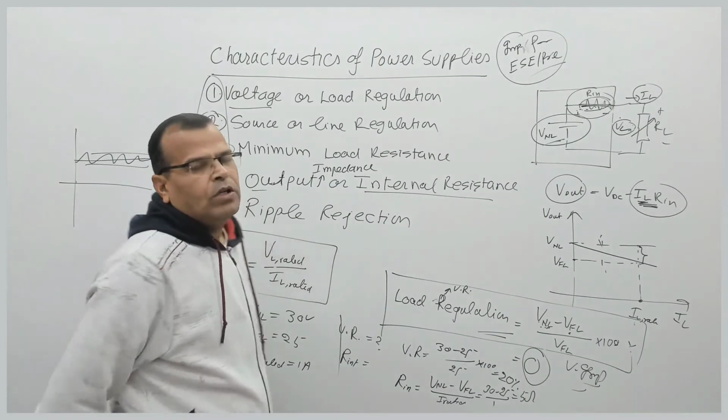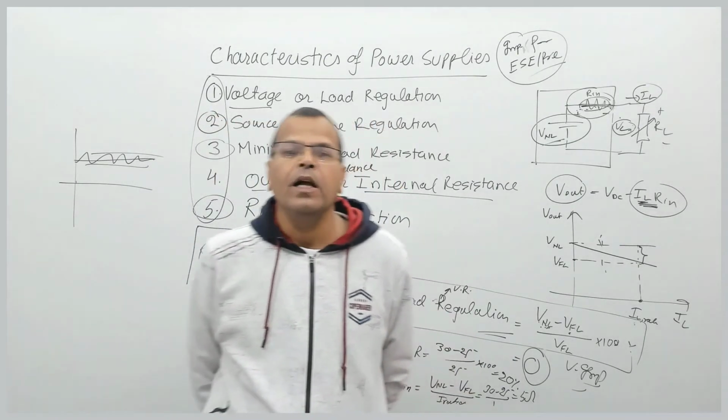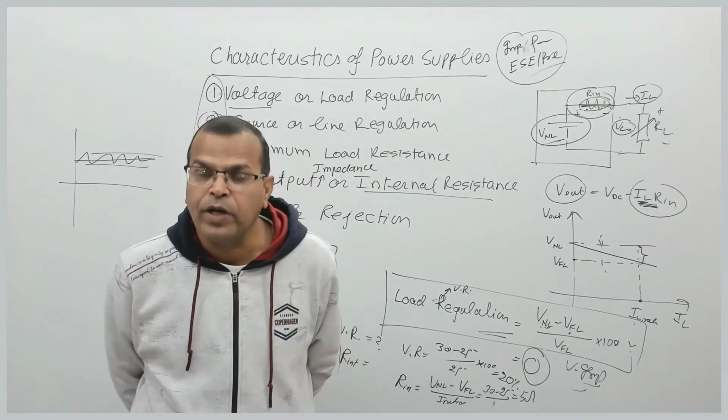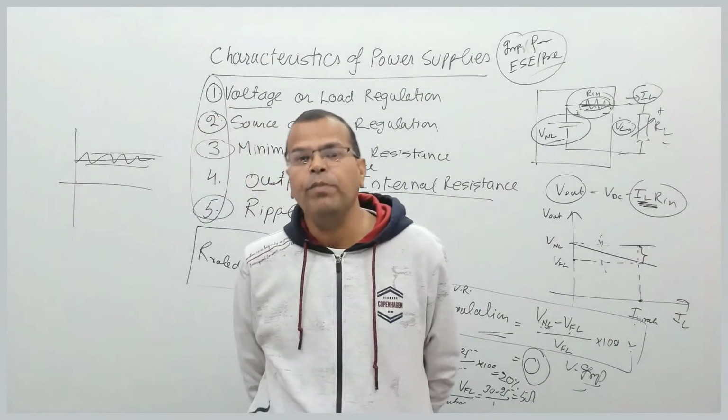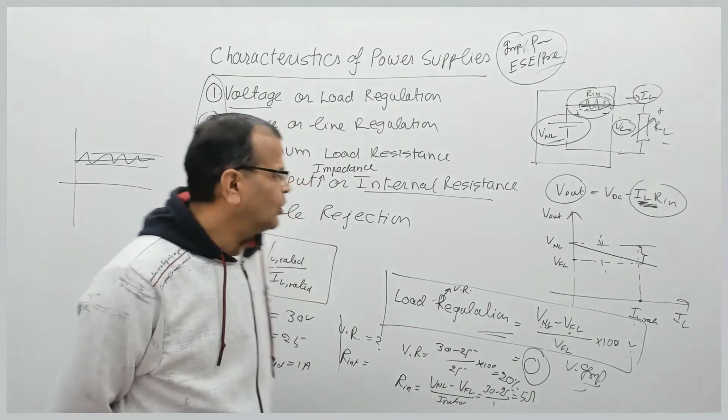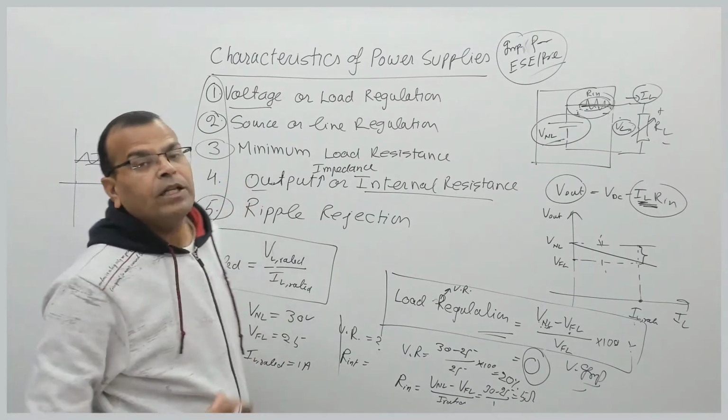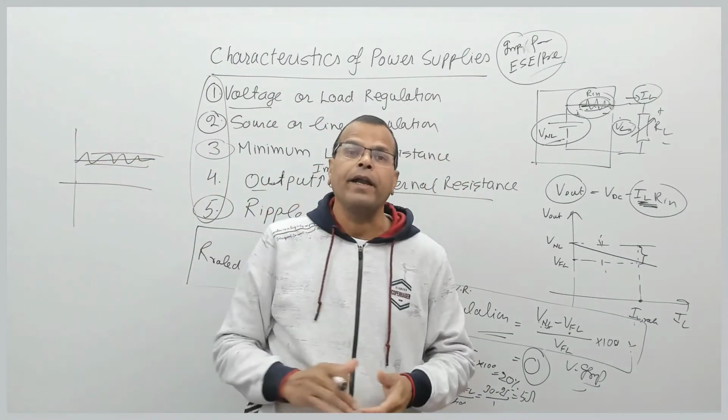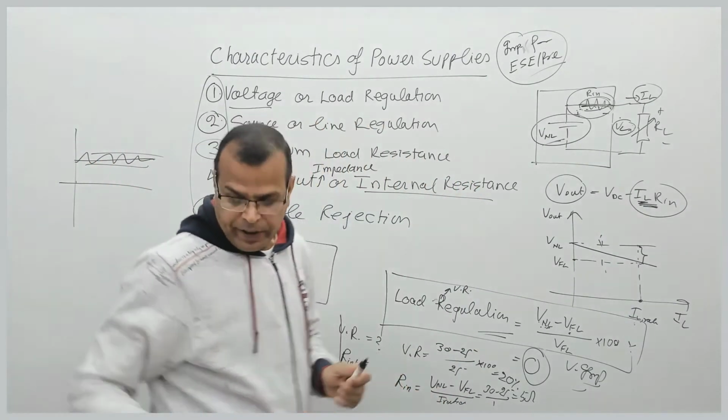So we have got both the parameters. Internal resistance, or output resistance, or output impedance is 5 ohm, and voltage regulation is 20% for the given supply. That was a question way back in 99 in electronics engineering, right?